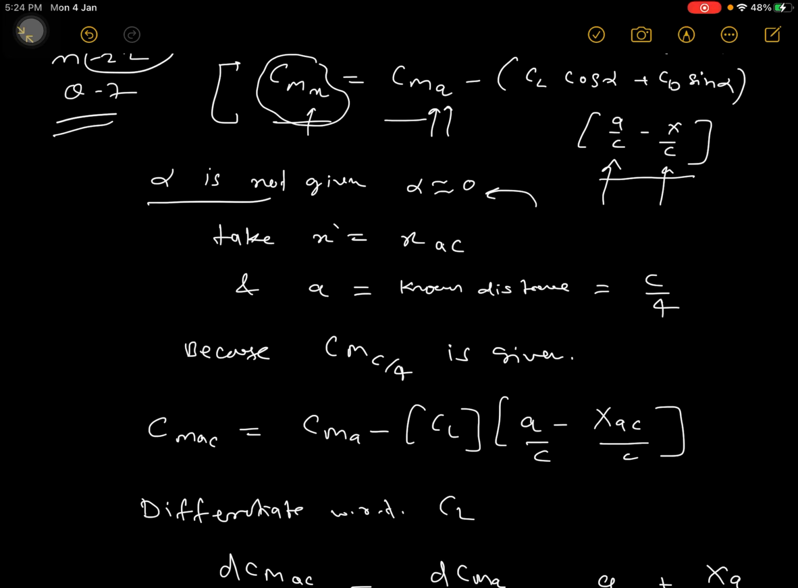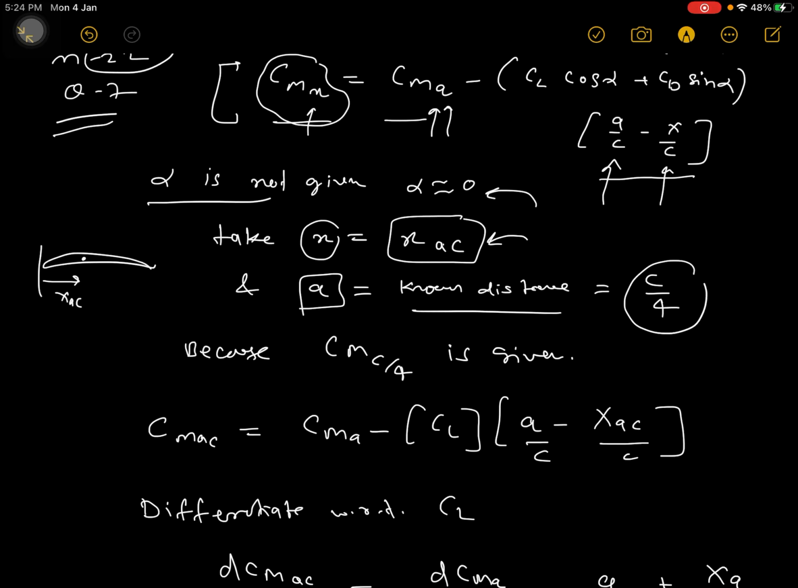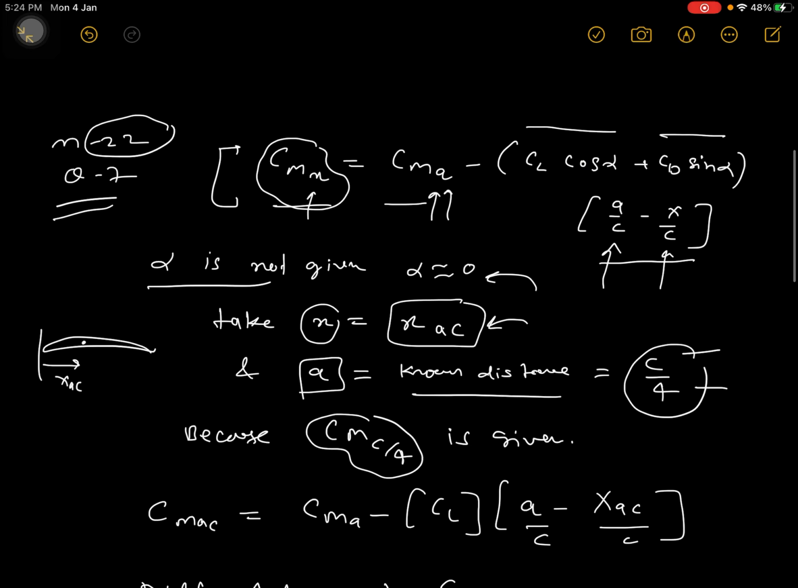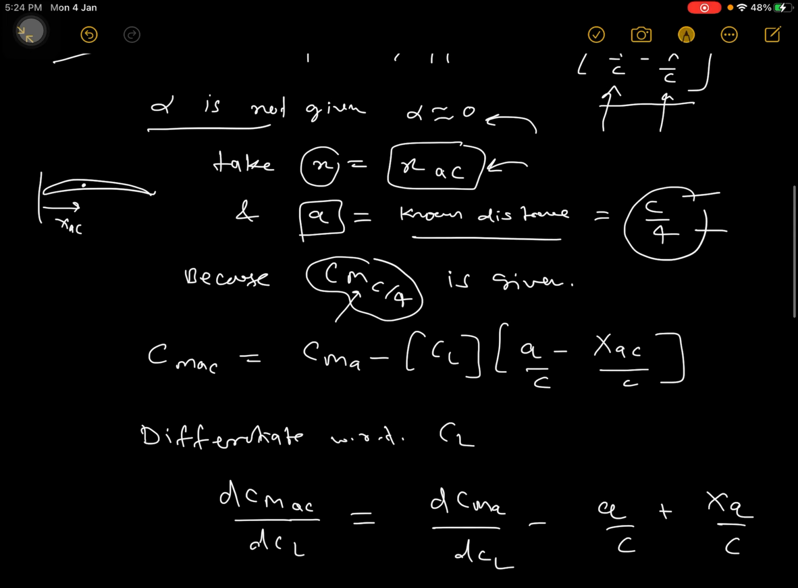So let's replace this X by XAC. XAC means distance of the aerodynamic center from the leading edge. If this is the wing, this is the leading edge, so from here you can consider XAC, this is your aerodynamic center, and you consider that A as a known distance, that is C by 4. Why C by 4? C by 4 means one fourth of the chord. Why like that? Because Cm C by 4 is given. It means the coefficient of moment at C by 4 is given.